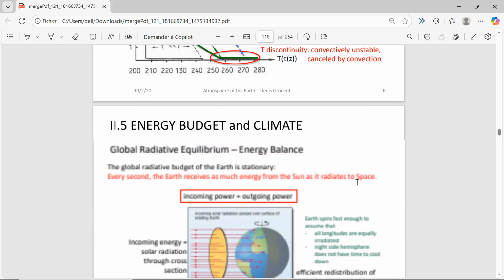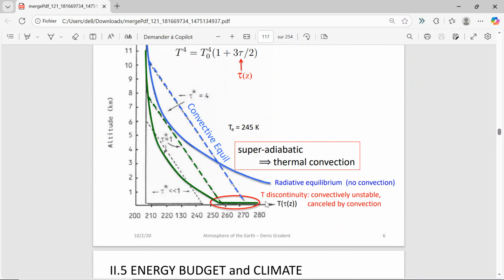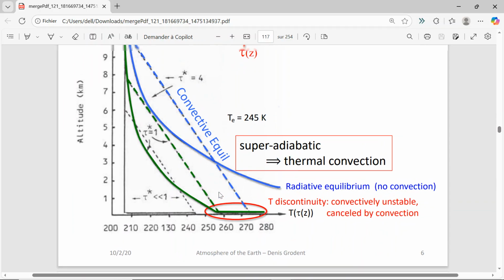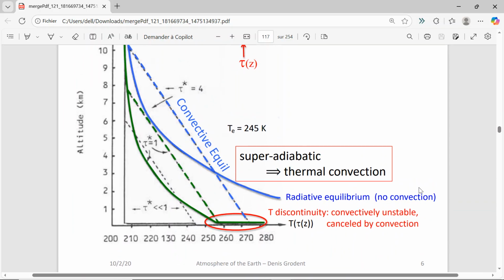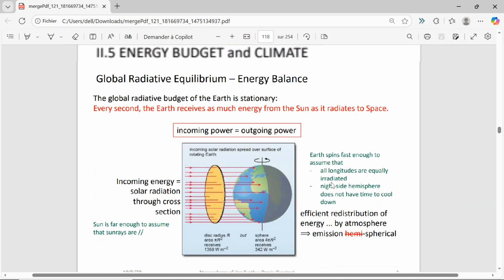So convection is here in order to fix that small problem. All right. What will we do? Radiative equilibrium, no convection. I don't know what I need to fix in order to understand what is on that slide. All right.